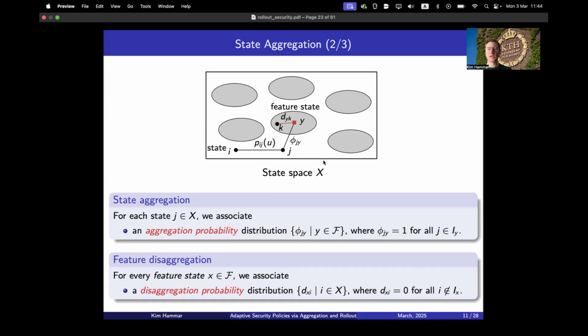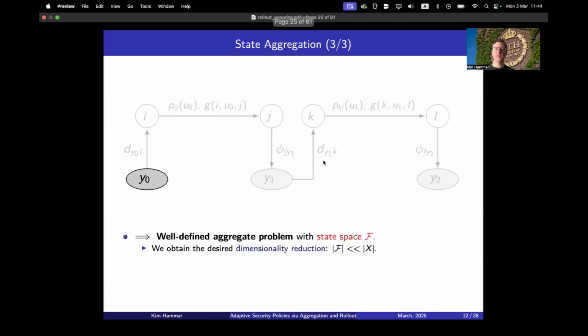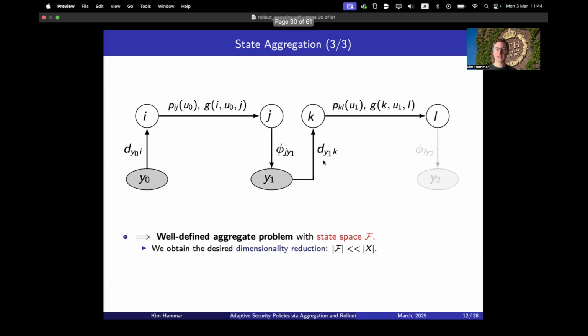So effectively, we end up with a dynamic system with the following transition diagram. So in the bottom, we have the feature space. We can go up to the state space, we can go across, and we can go down again. And this means that we now have a well-defined aggregate problem in feature space, where we can start out with some feature, select some control, then we generate some cost and a subsequent feature. And then we can continue to propagate it forward like this.